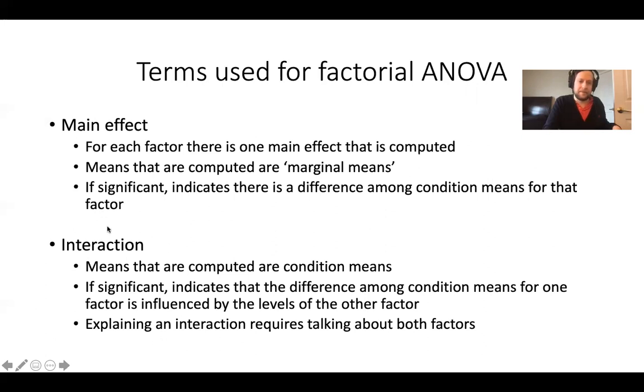An interaction is the concept which probably gives students the most trouble. The interaction looks at the means of many conditions; usually in a two-factor design, the interaction is looking at the means of all of the different conditions of the experiment. If it is significant, and this is the wordiest definition there is, it indicates there's a difference among condition means for one factor, and it is influenced by the levels of the other factor. Every time I read this, and I've been teaching this for a long time, it's like, yeah, I think I get it. But really, you just need the concrete example, and that helps this sink in.